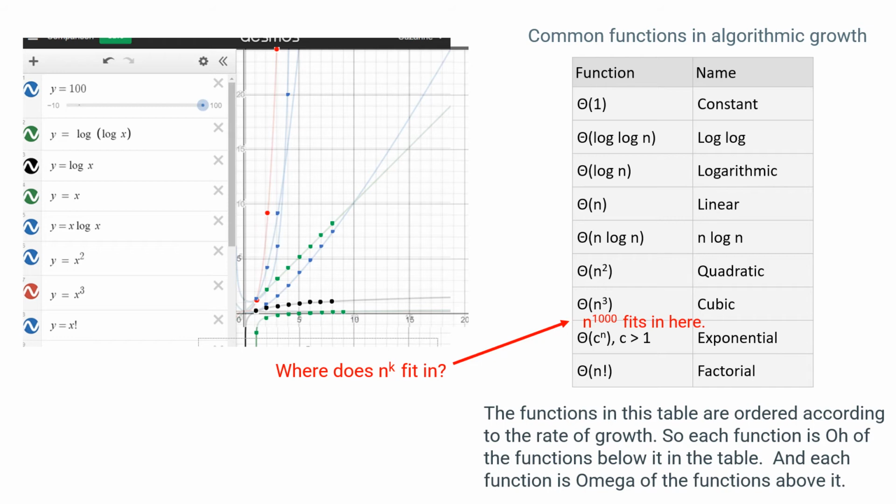Now, as k gets bigger and bigger, we go down the line. You see how n squared is above n to the third, and then n to the thousandth would go down here. So the bigger that exponent is, the further down in the list it would be. But it won't overtake the c to the n or the n factorial. These grow even quicker.